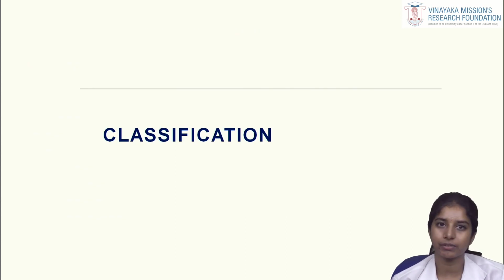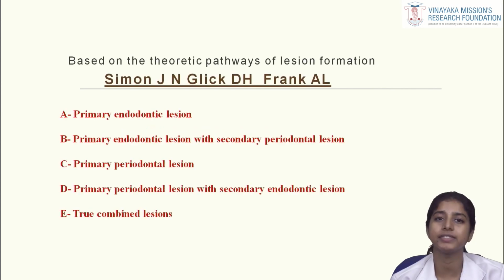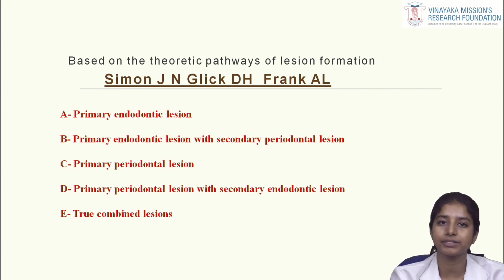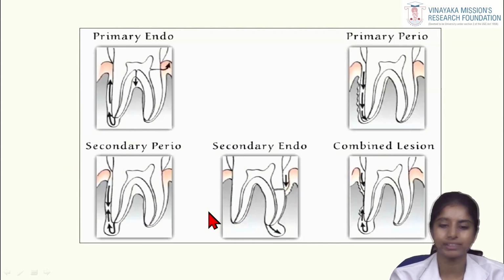Then coming to the classification of endo-perio lesions. The first classification, based on the pathways of lesion formation, was given by Simon et al. We have primary endodontic lesion with secondary perio, then primary perio, then the fourth one is primary perio with secondary endo, and then true combined lesion.